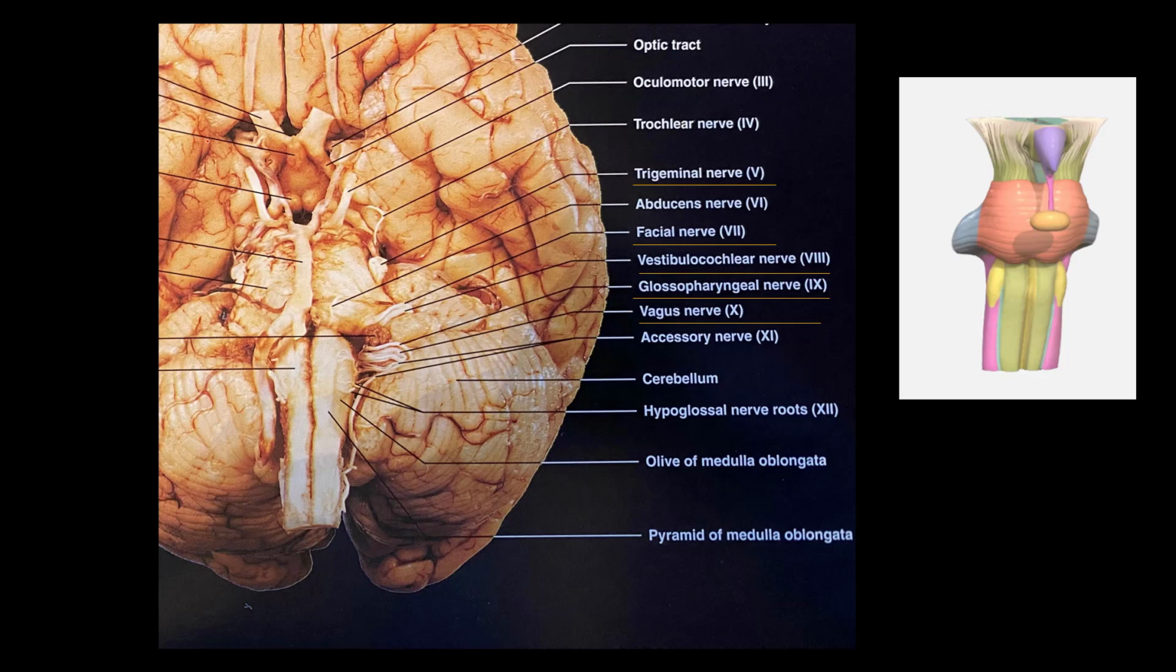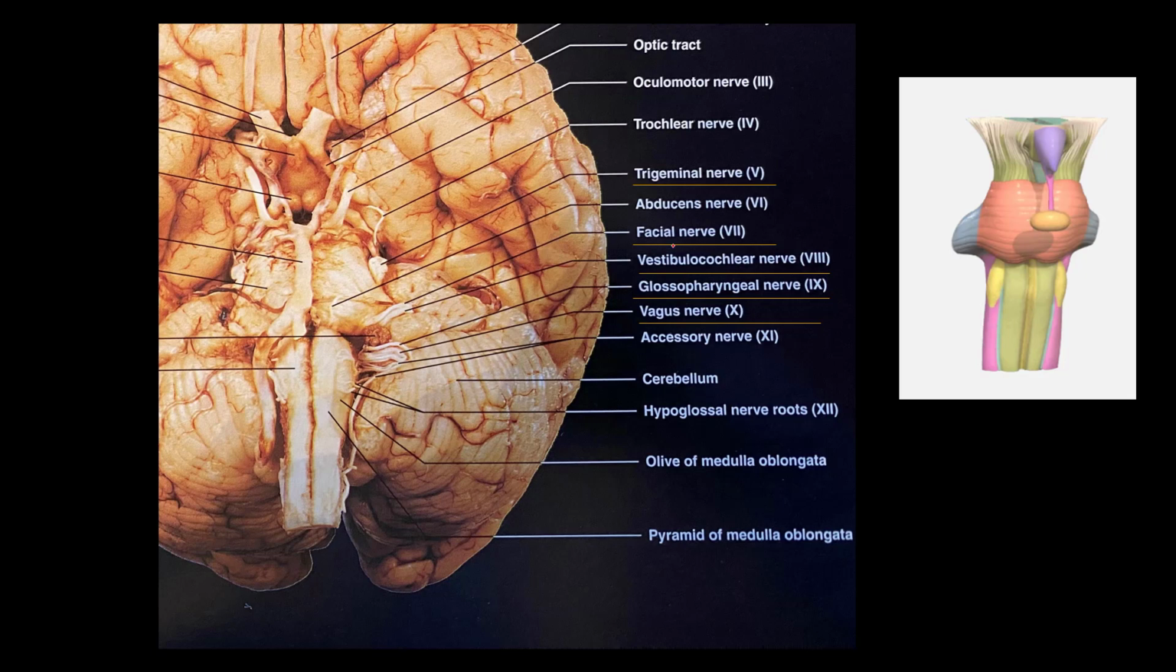Here I have the image of the base of the brain and the brainstem. As you can see, there are cranial nerves that are emerging from the brainstem. There are 12 cranial nerves, but I have underlined some of the cranial nerves that are important for the sensory perception and the sensory pathways that we are interested in.